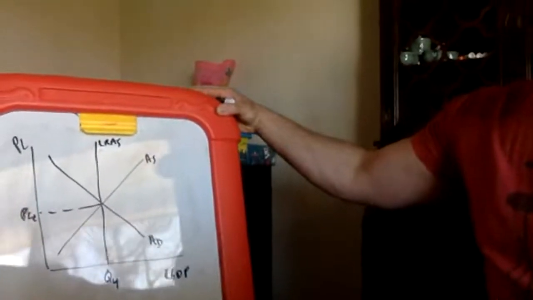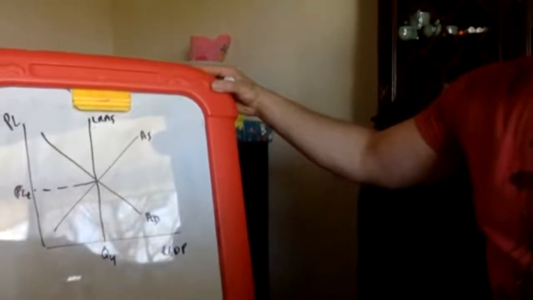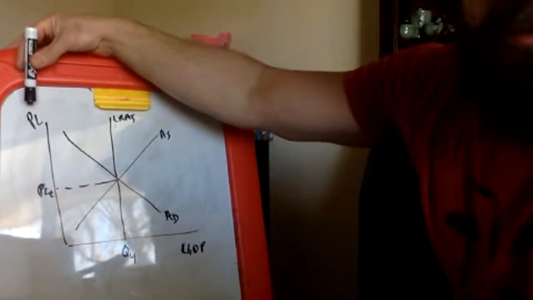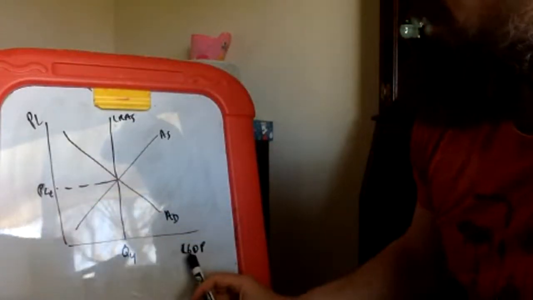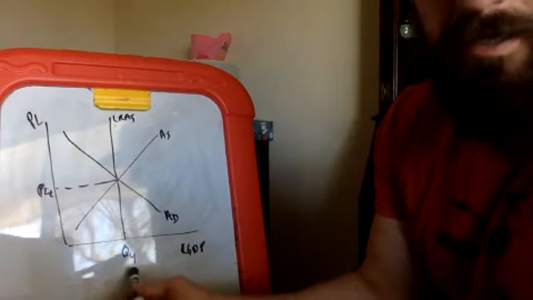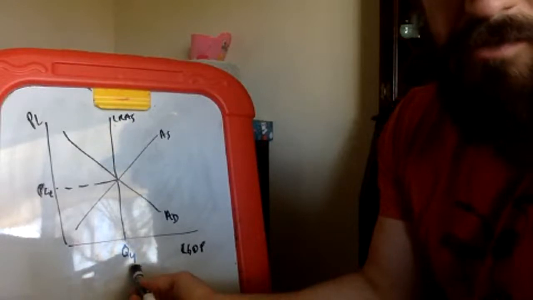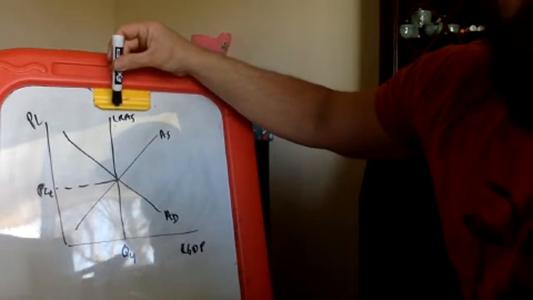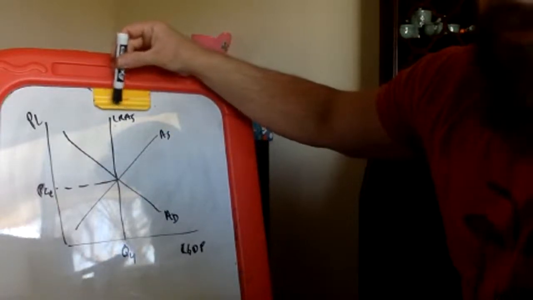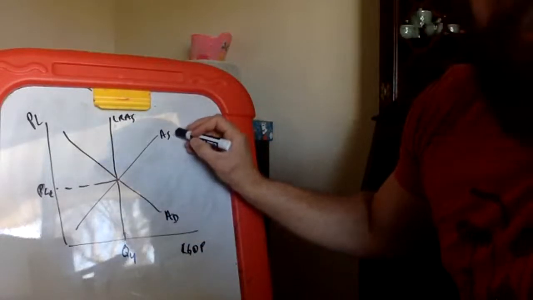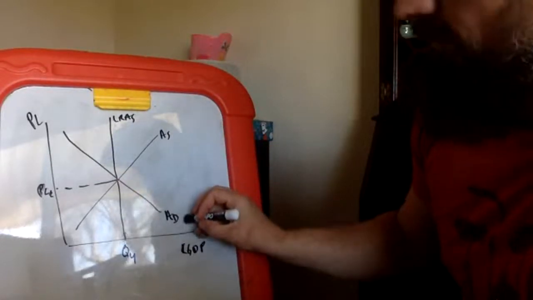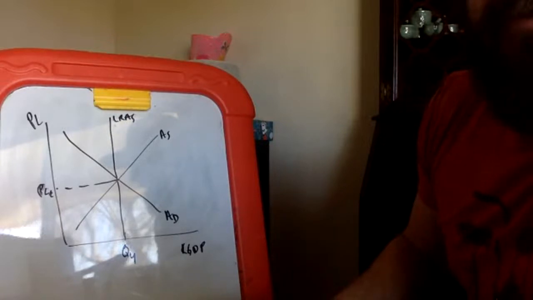Not sure if there's a glare there or not for you guys, but on our vertical axis, you'll have price levels. You'll have price level equilibrium. On our horizontal axis, you're going to have real GDP. You'll have Q sub Y, meaning full employment. You have your long run vertical curve, your LRAS, long run aggregate supply. Then you're going to have your aggregate supply curve in the short run. And then you're going to have your aggregate demand curve.